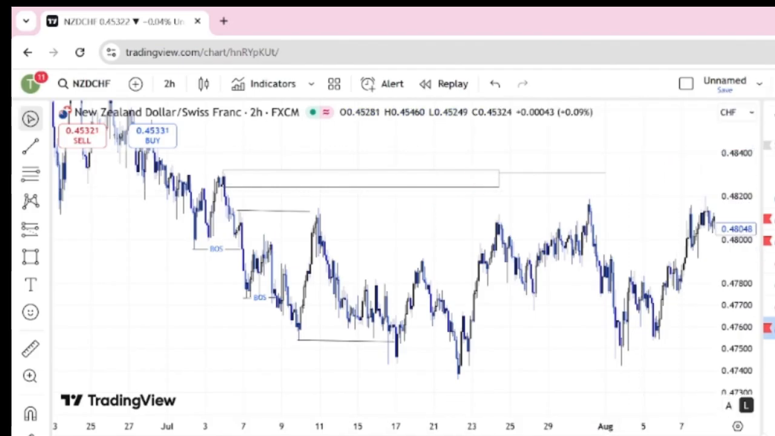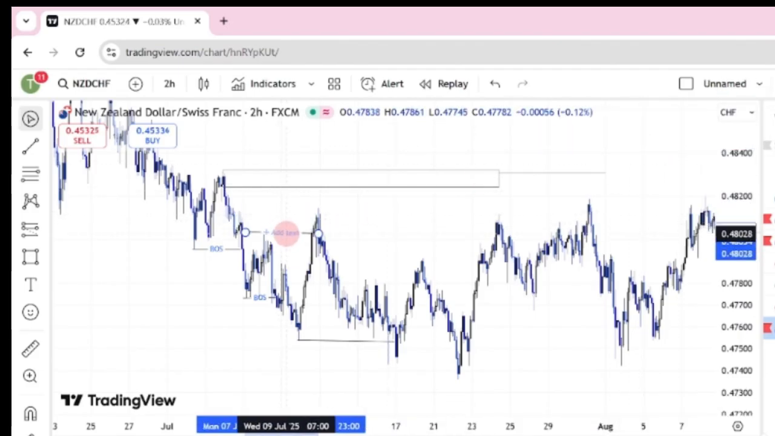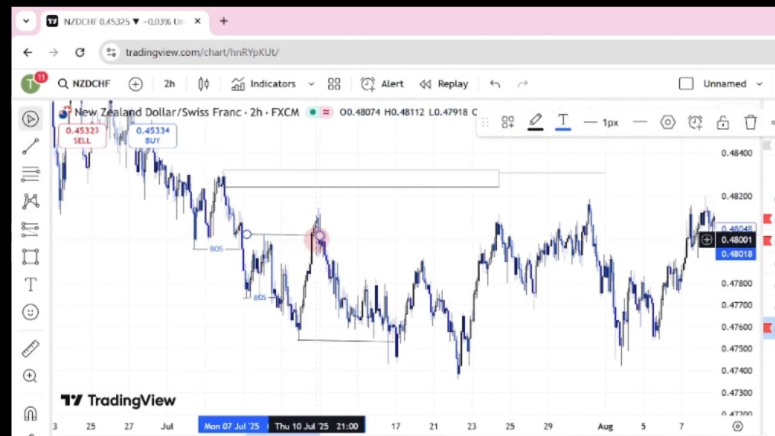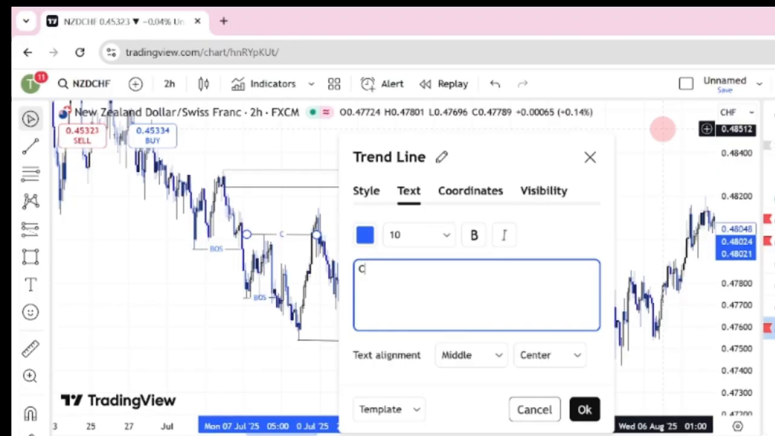So let's get to see the price action in its correct form. So the internal structure here, you have a change of character here. You have this change of character sitting there.